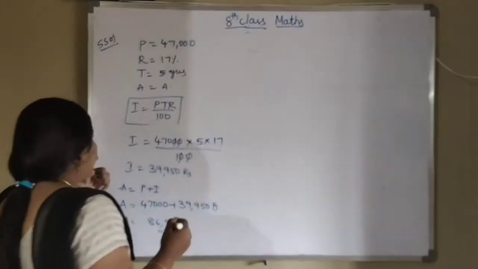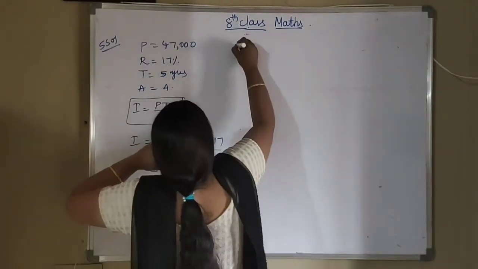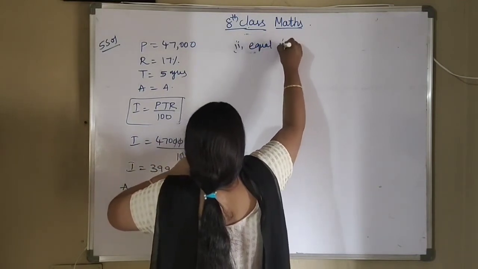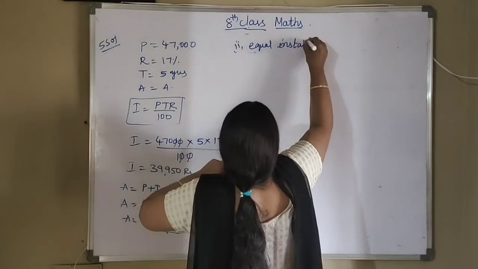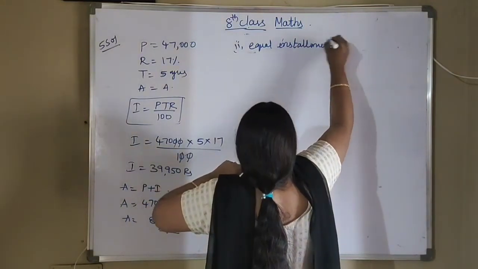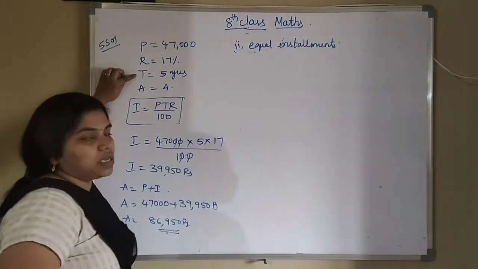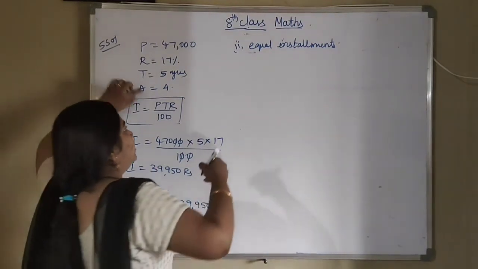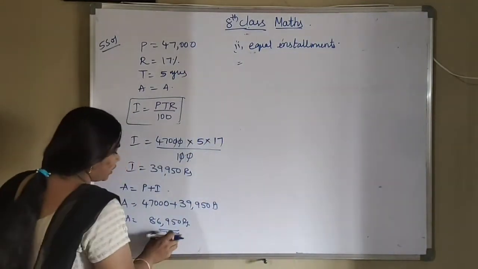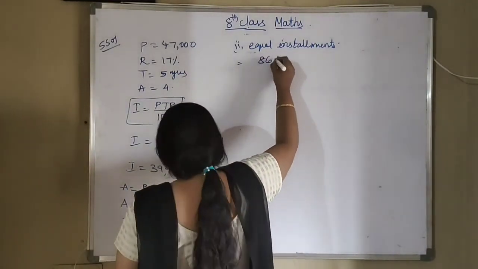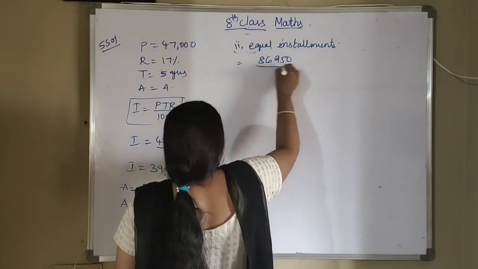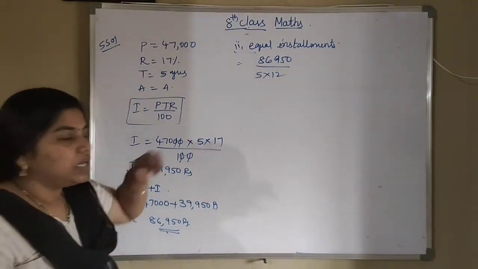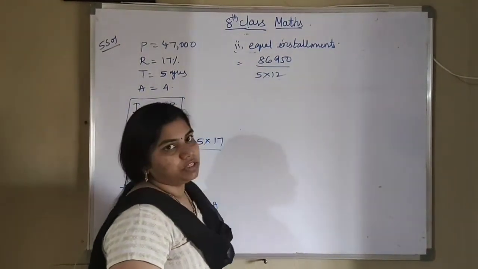Now this value we have to convert into equal payments for 5 years. So how to do that? So the second one, equal installments. So for how many years? That is 5 years. So 1 year has 12 months. 5 years, how many months will there be? We have to find. So what is the total amount? 86,950 divided by 5 into 12. Because 1 year has 12 months, for 5 years we multiply with 12 again.